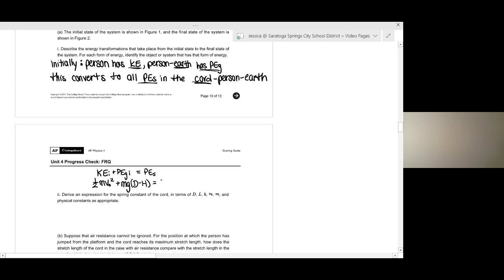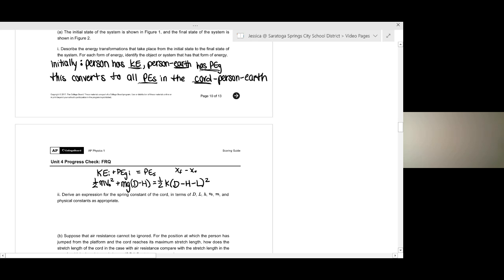Okay. Then we have 1/2 k, but remember, x is change in length. Okay, so that's the final length minus the initial length. Well, the initial length is the length L. The final length is the same as the change in height. So this ends up being d minus h minus L. That's not ugly at all, guys.